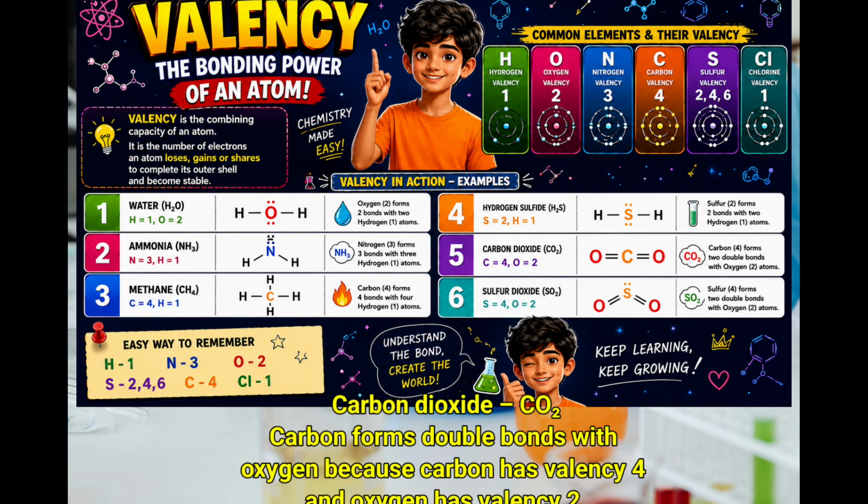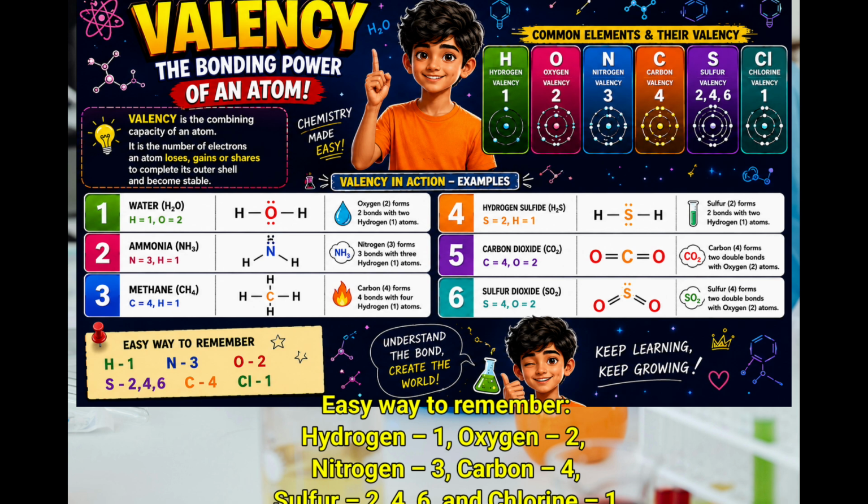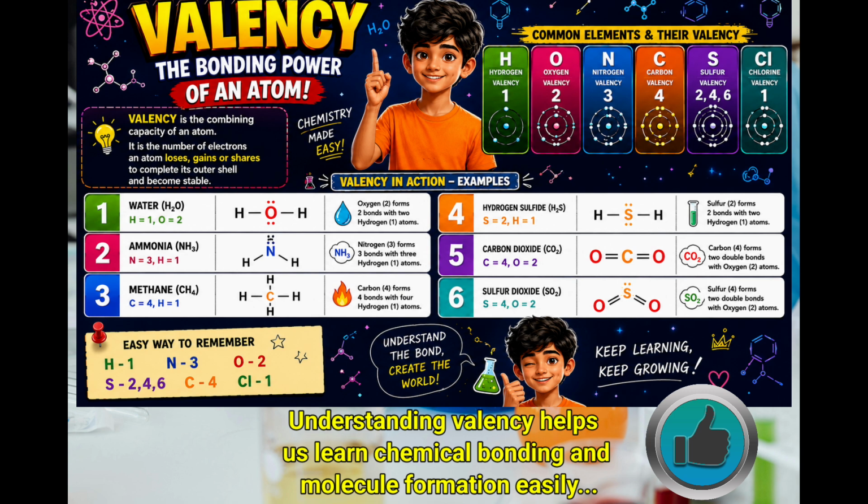Carbon dioxide: carbon forms double bonds with oxygen because carbon has valency 4 and oxygen has valency 2. Sulfur dioxide: sulfur forms double bonds with oxygen based on its valency. Easy way to remember: hydrogen 1, oxygen 2, nitrogen 3, carbon 4, sulfur 2, 4, 6, and chlorine 1. Understanding valency helps us learn chemical bonding and molecule formation easily.